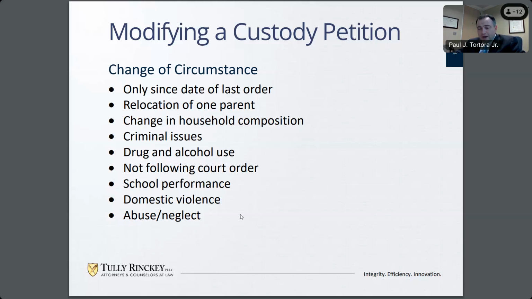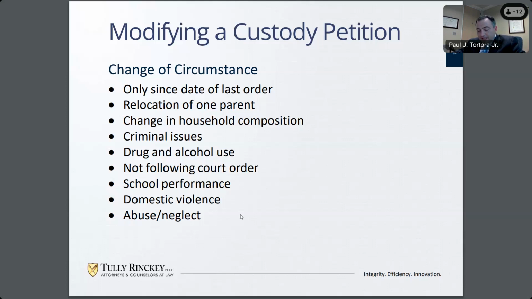Criminal issues should be a pretty obvious one. If someone is arrested, that can be a change of circumstances. We're usually talking more about something that would affect the child, though. If it's a drunk driving arrest, drug possession, anything with domestic violence, things like that could be changes of circumstances. Drug and alcohol use. If someone has started or increased their use of drugs or alcohol, if they've spent any time in rehab, again, if there's been any arrests involving that, that could be a change of circumstances.